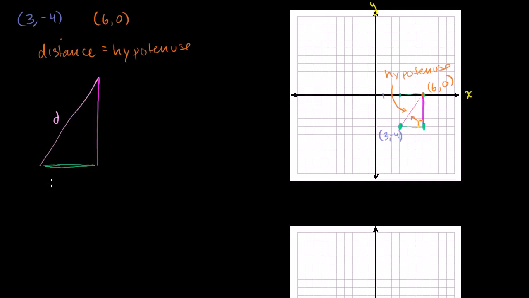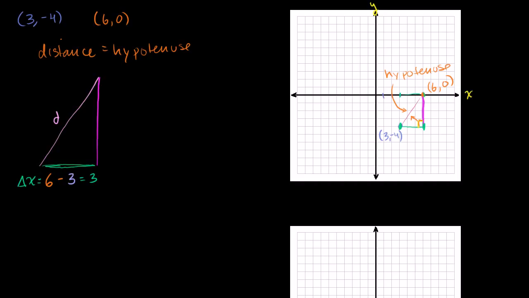The distance here is going to be 6 minus 3, right? 6 minus 3. That's this distance right here, which is equal to 3. So we figured out the base. And just to remind ourselves, that is equal to the change in x. That was equal to your finishing x minus your starting x. 6 minus 3. This is our delta x.